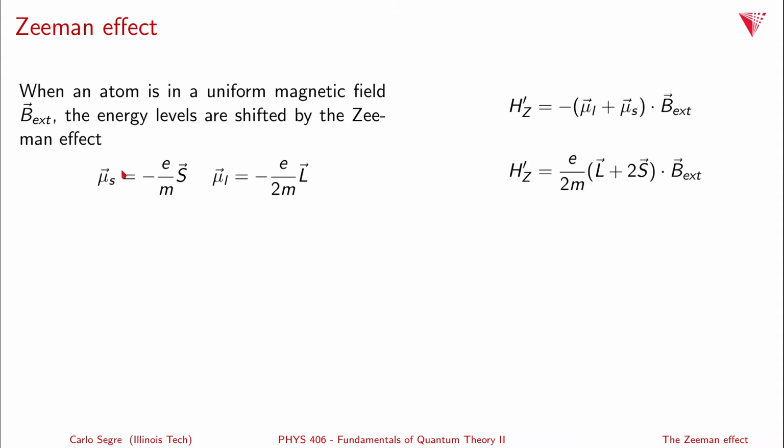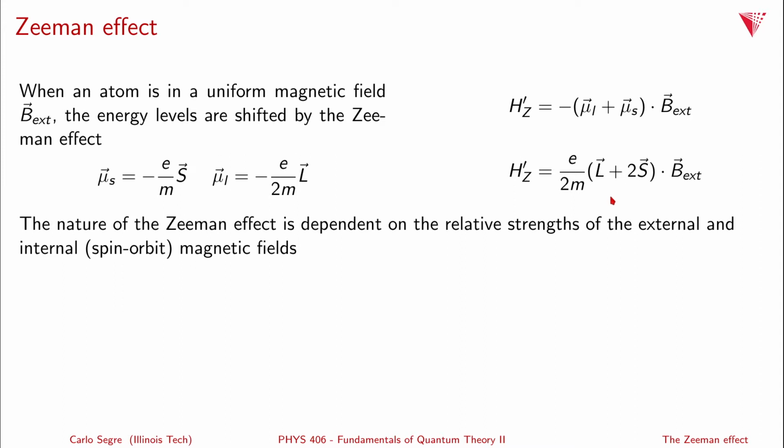Well, this means that when we replace this, we can get that H prime z is equal to e over 2m times the quantity L vector plus 2S vector dotted into B external. So the nature of the Zeeman effect depends on the relative strengths of the external and the internal, that is the spin orbit magnetic fields. Right, the spin orbit field is due to L.